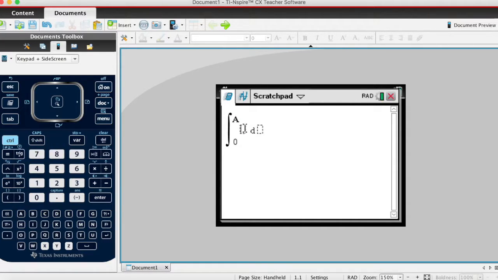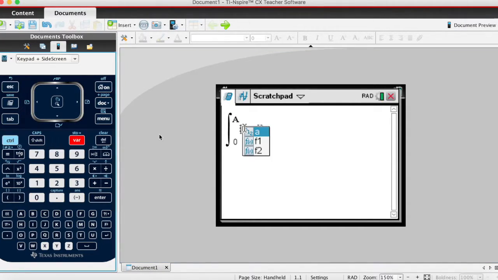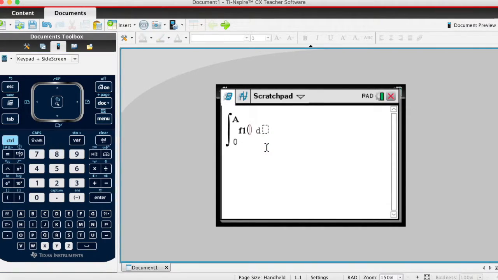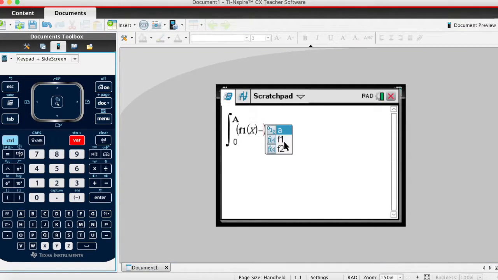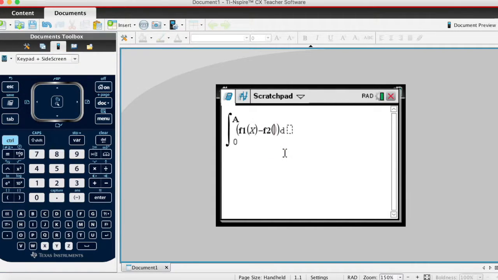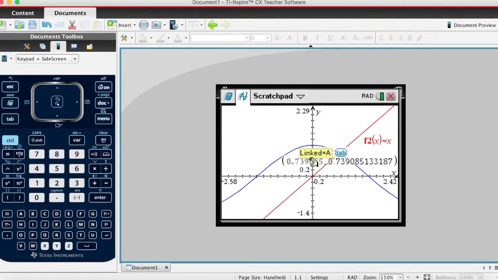so I don't have to put in all the decimal places. If I didn't store it as a, I would have to put them all in. Now I know that the top function was f1, so I put f1 of x, using that vars button, minus f2 of x, using the vars button, and then dx, and that will give me the area between those two curves.